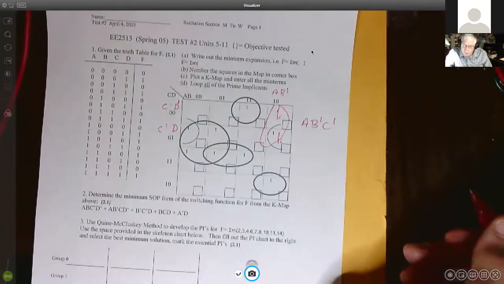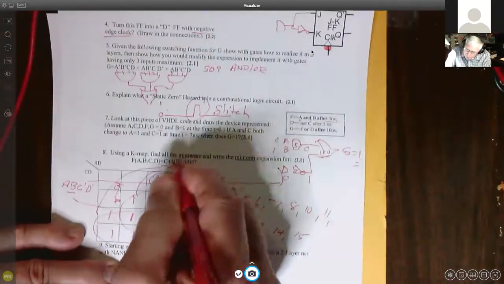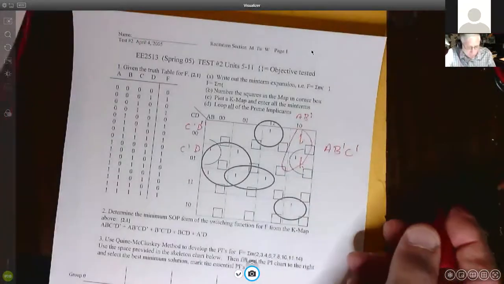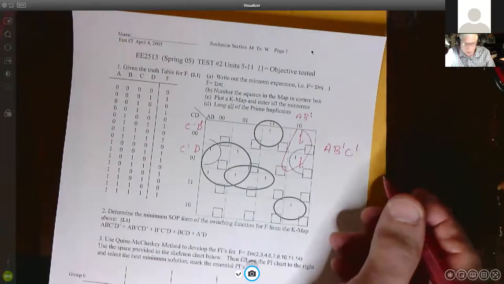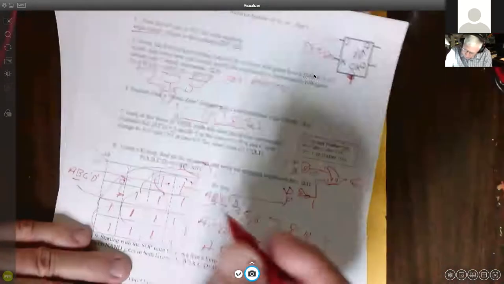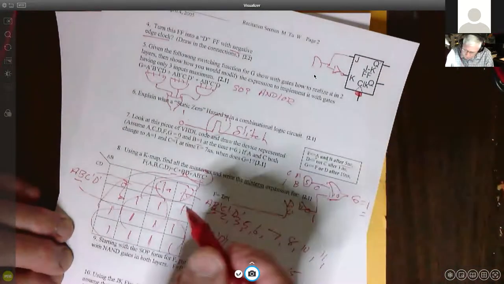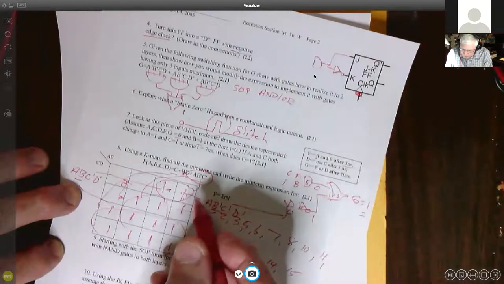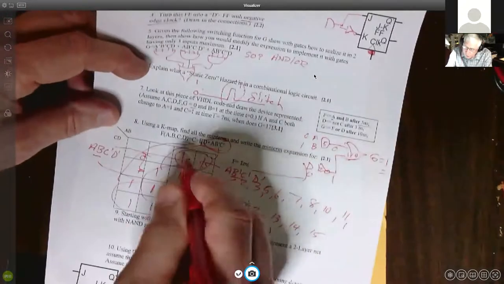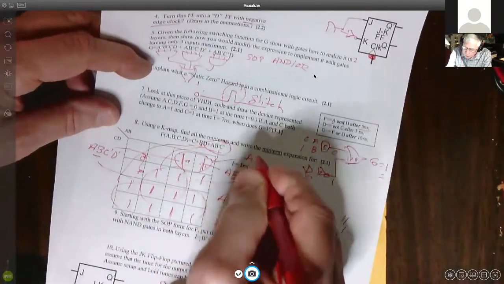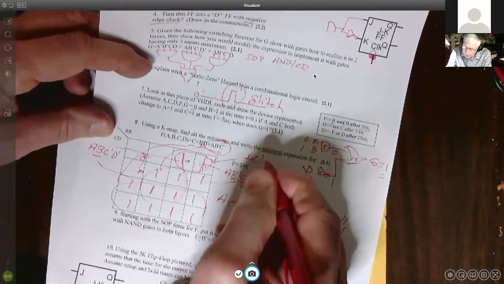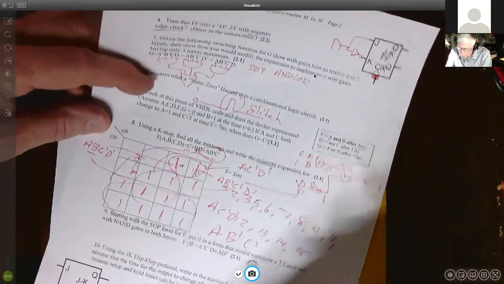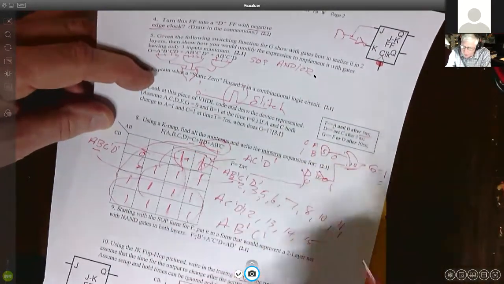Because wasn't it in the problem representing A, B prime, C prime? In the problem, it's A. Oh, maybe it is. Maybe I misread it. I'm sorry. Yeah, it is A, B prime, C prime. Okay, yeah, so you're right. That is correct. I don't know how I did that, but yeah, that's right. I guess I just misread it because I couldn't see it. If it were these two boxes, it would be A, C prime, D prime, which is for some reason what I thought I had, and in these two boxes it would be A, B prime, C prime. So yeah, you're right. I made a mistake. Thanks for catching that. Okay.